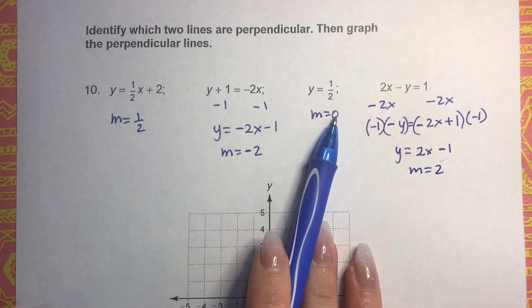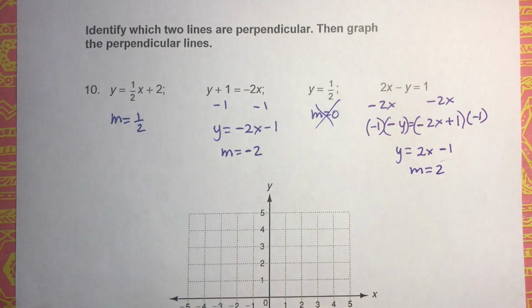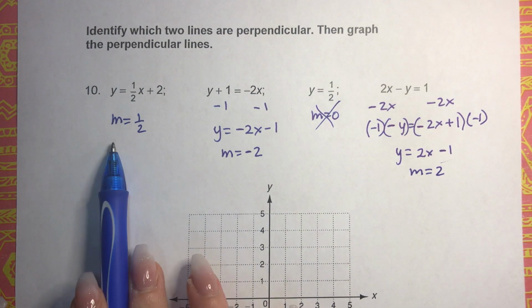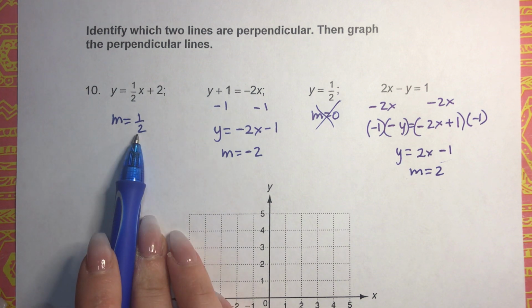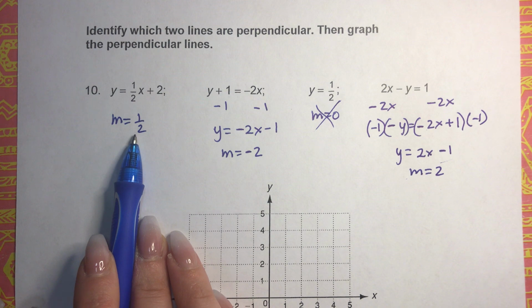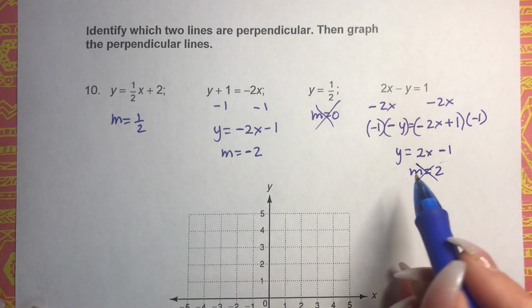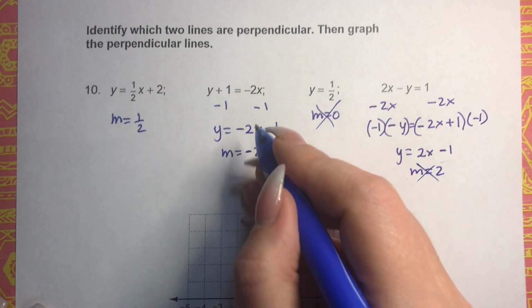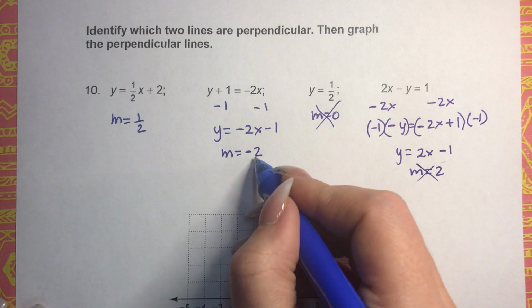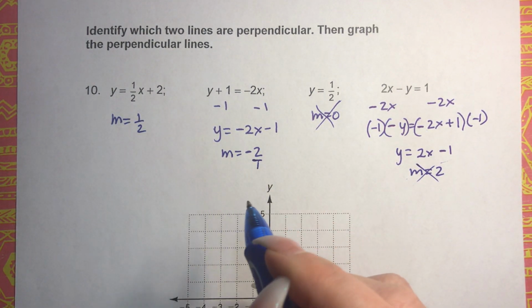Okay, so we know that this one is out because there's not anything that's undefined, and that's what it needs to be to be perpendicular. What about here? The only one that is a fraction is 1/2, and it's positive, so we know that our answer is going to need to be negative, which is right here. A positive and a positive wouldn't work. So these are our two perpendicular lines, and they are reciprocals. Positive, negative, and 1/2, 2/1, when you multiply those two together, you get negative 1.